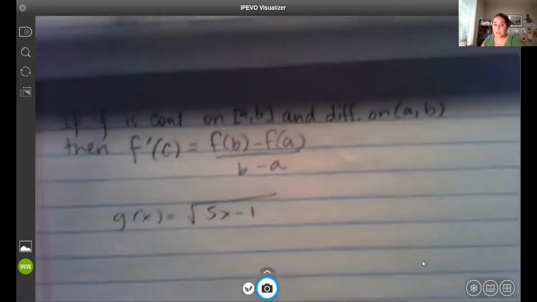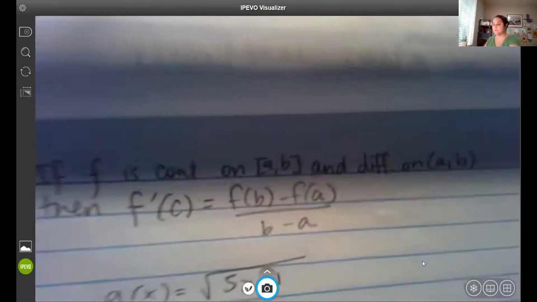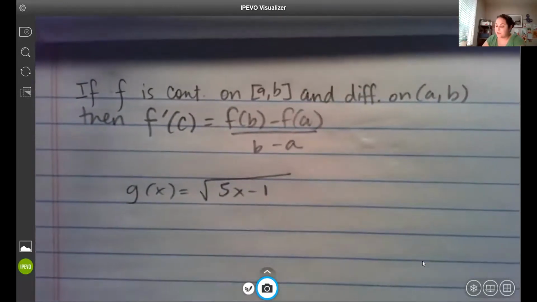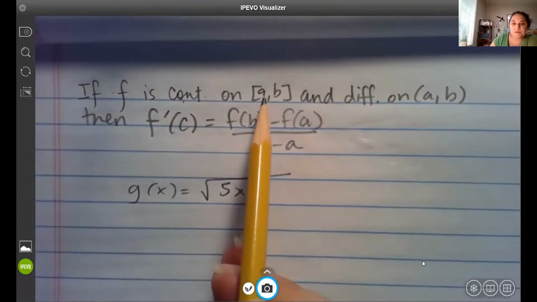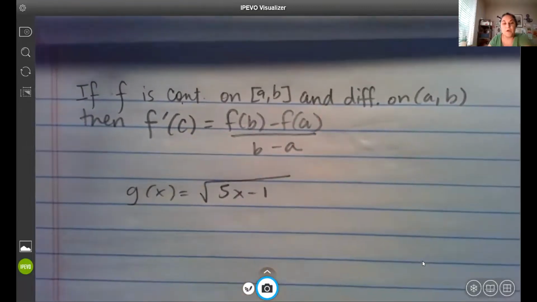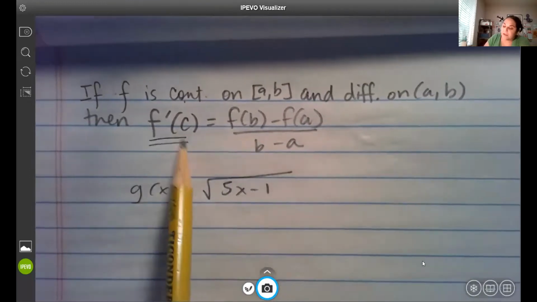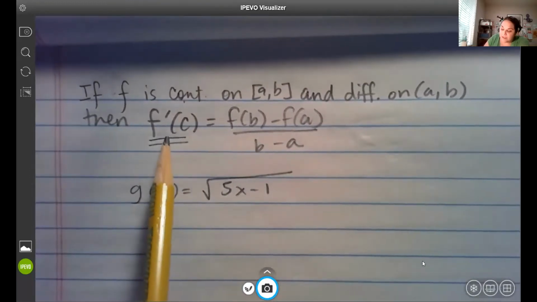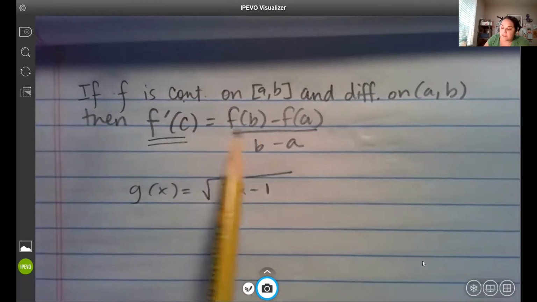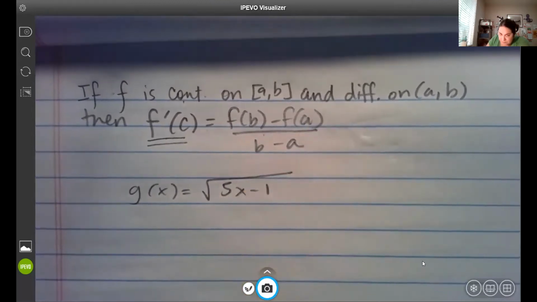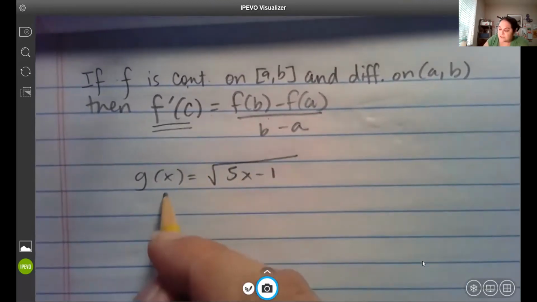So the mean value theorem has a few conditions. In order to use it, you have to have a function that's continuous on the closed interval and differentiable on the open. And once that's true, the derivative at some point in the interval from a to b must equal the average rate of change. So there are 2 sides of the equation.